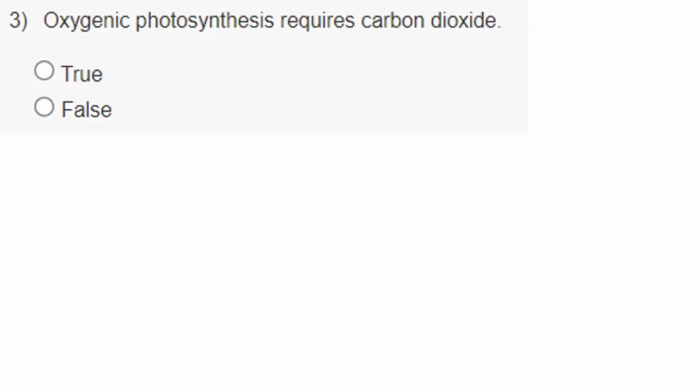Oxygenic photosynthesis requires carbon dioxide. Anyone would like to try? True. True.